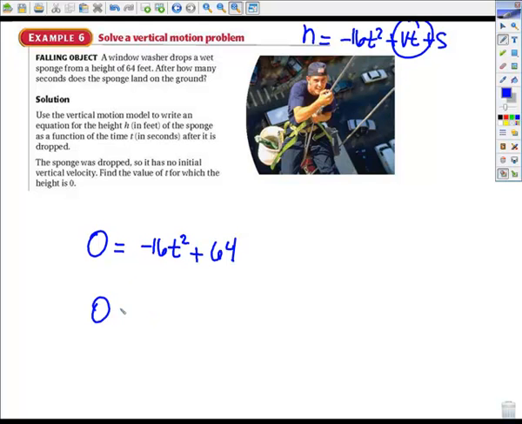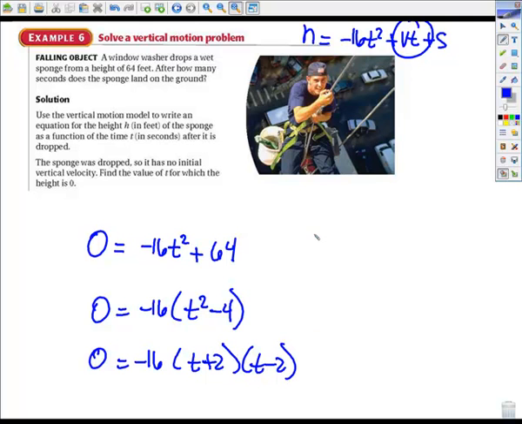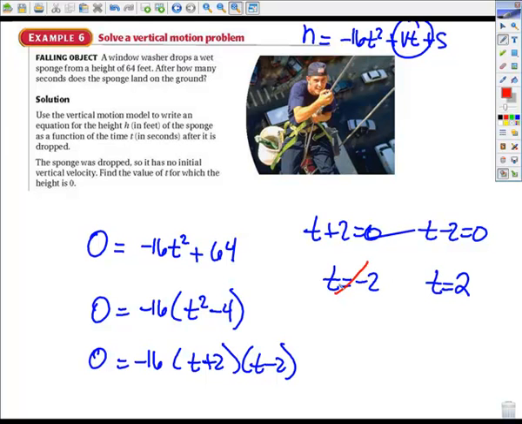What I need to do now is factor out a negative 16, and when I do that, I end up with t squared minus 4. So 0 equals negative 16, and then t plus 2 and t minus 2. So again, I don't need the negative 16. I'll go t plus 2 equals 0 and t minus 2 equals 0. So t algebraically equals negative 2 and algebraically it equals positive 2. Well, I cannot have negative time, so it's going to take 2 seconds for that sponge to fall on the ground.